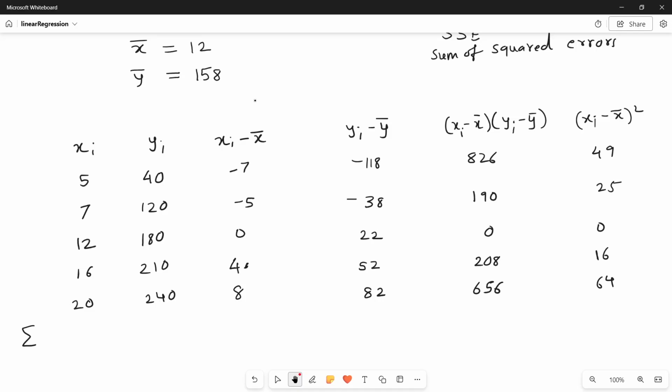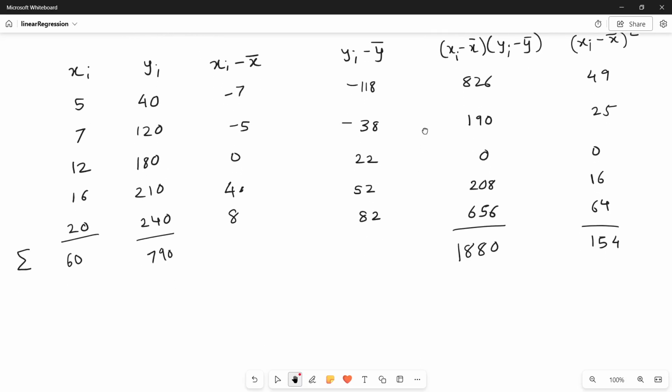For example, the summation of all the x values is 60. The summation of all y values is 790. We don't need the sum of this. Then the sum of this product of differences is 1880. You can verify. And the sum of all the squares is 154. Now we can calculate the coefficient b using these values.